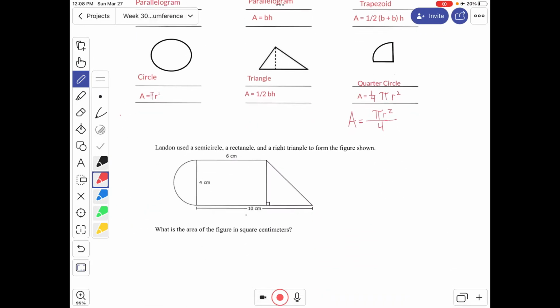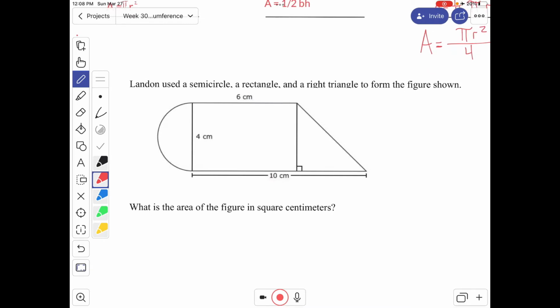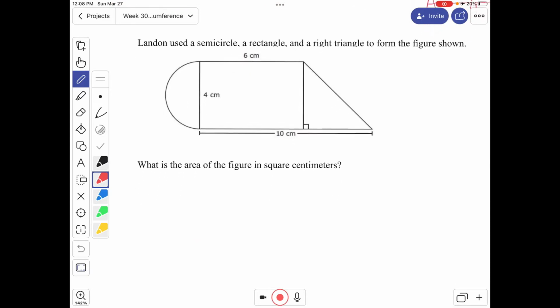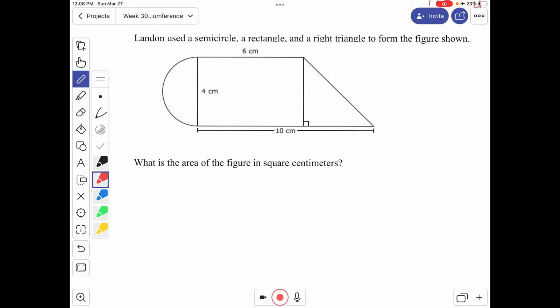Now let's do an example. This figure is called a composite drawing. Landon used a semicircle, a rectangle, and a right triangle to form the figure shown. What is the area of the figure in square centimeters? So I need to find the area of a half circle plus the area of a rectangle plus the area of a triangle.